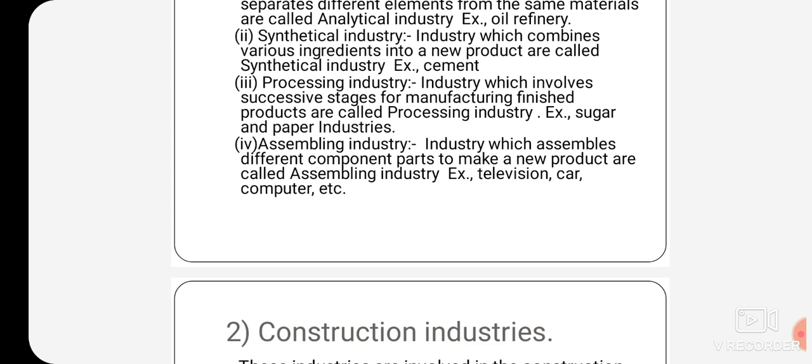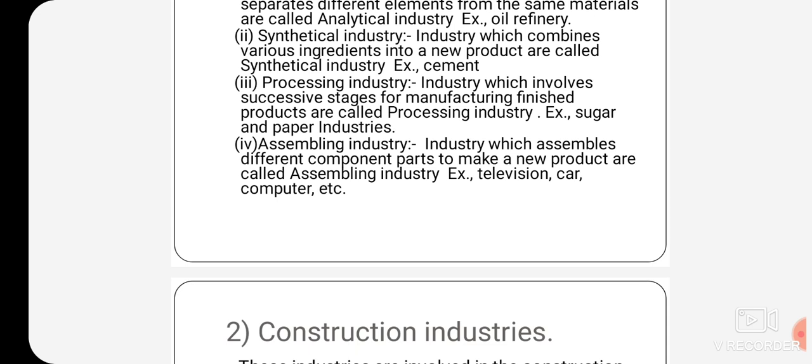That means by passing through different stages of the manufacturing process, we are able to get the final product. Like sugar cane can be converted into sugar juice, then that sugar juice is going to be converted into a product like sugar, or it may be the jaggery. That is what processing industry does. Even paper industry also we can give for this processing industry.